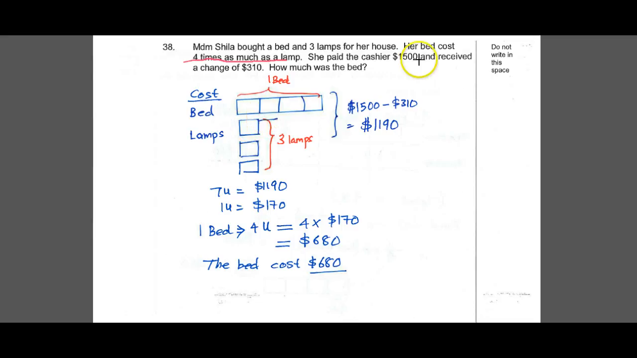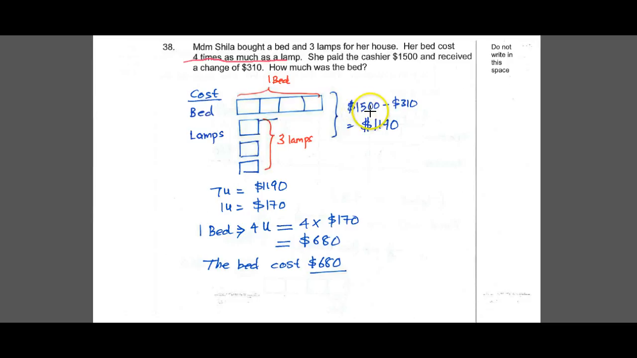Now she paid 1,500 and received a change of 310. A total for this 1 bed and 3 lamps. You add 2 more here to make 3 lamps. This is the cost of 1 lamp, cost of the second and third lamp. This is 1 bed.